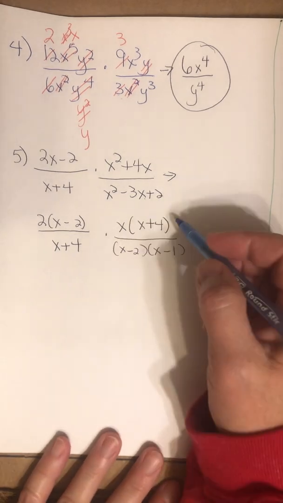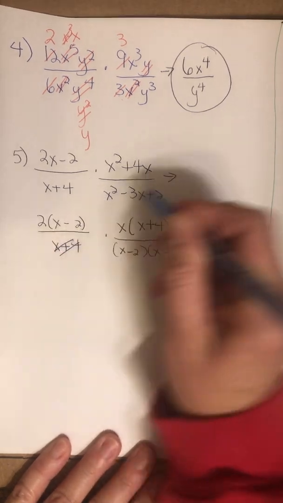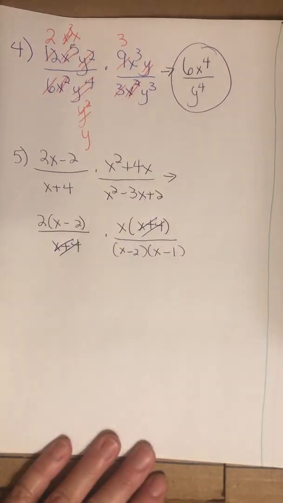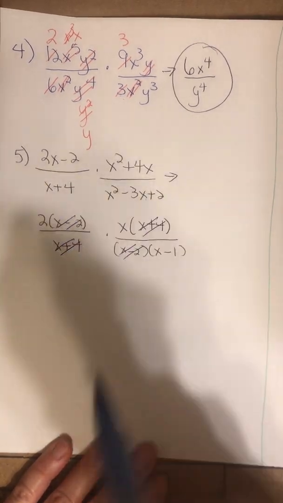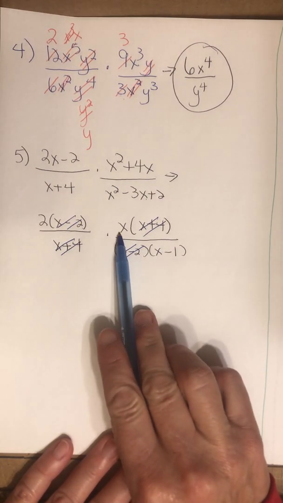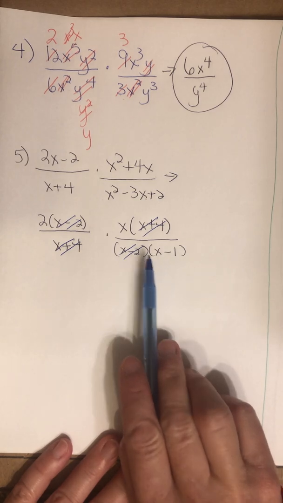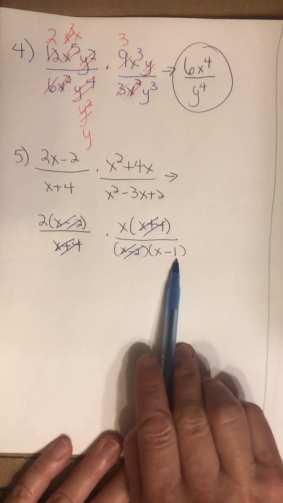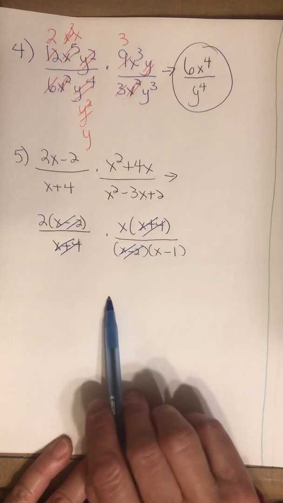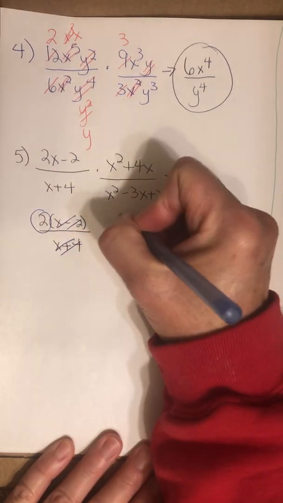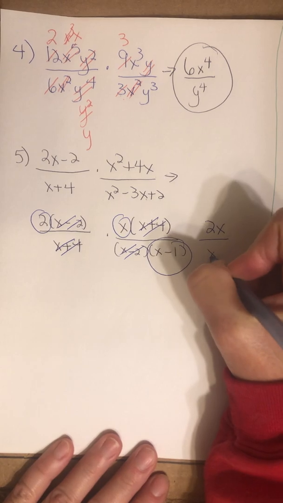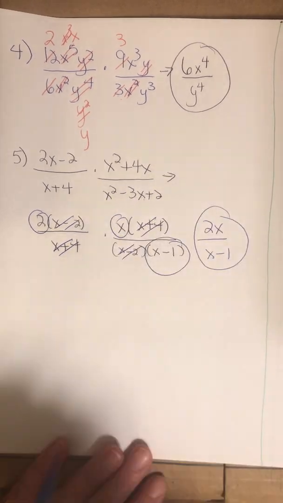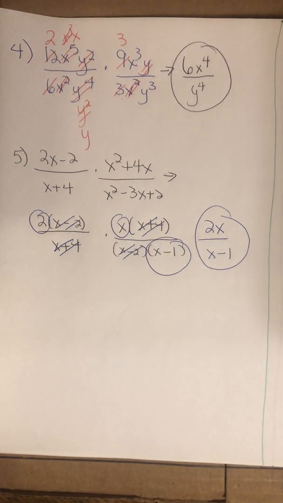Let's take a look. Let's see what cancels. X plus 4, numerator, denominator. X minus 2, numerator, denominator. Please notice this x in the numerator cannot cancel this factor of x minus 1 in the denominator. They have to be the exact same factors. So I believe what I have left is 2x in the numerator and x minus 1 in the denominator, and I don't see any more canceling that I missed. Let's do number 6.